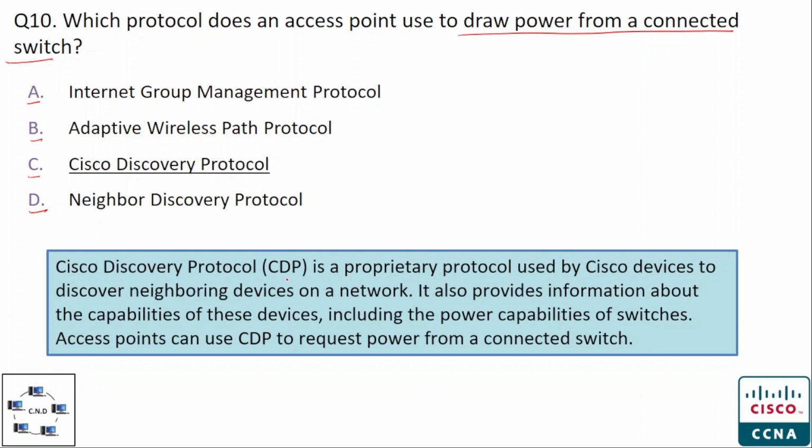So the Cisco Discovery Protocol, CDP, is a proprietary protocol used by Cisco devices to discover neighboring devices on a network. It also provides information about the capabilities of these devices, including the power capabilities of switches. Access points can use CDP to request power from a connected switch.